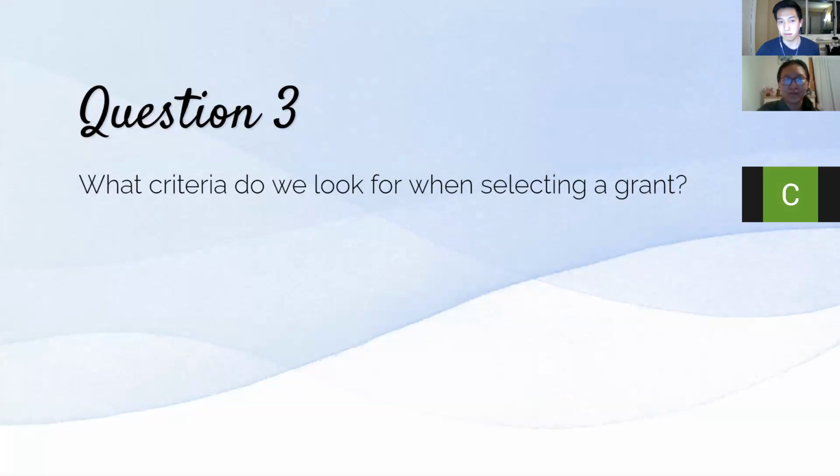So this question is in the wrong order. This is supposed to be after the next slide, but I'll work with it. So one question that you might have is, what criteria do we look for when selecting the grants? Well, the answer is on the next slide.